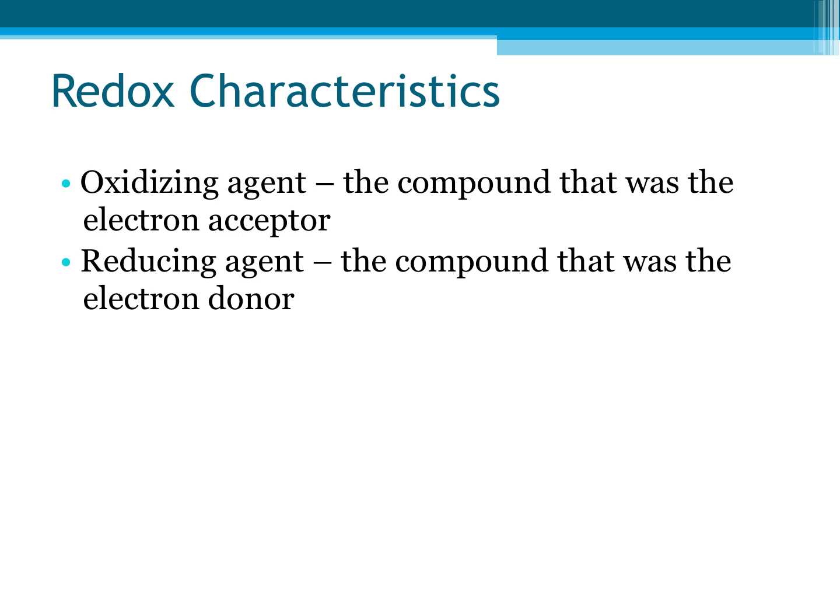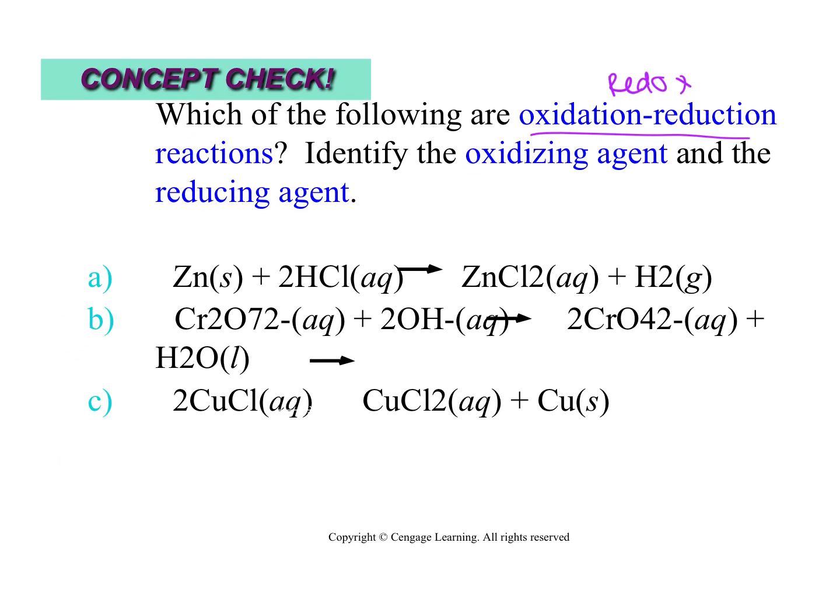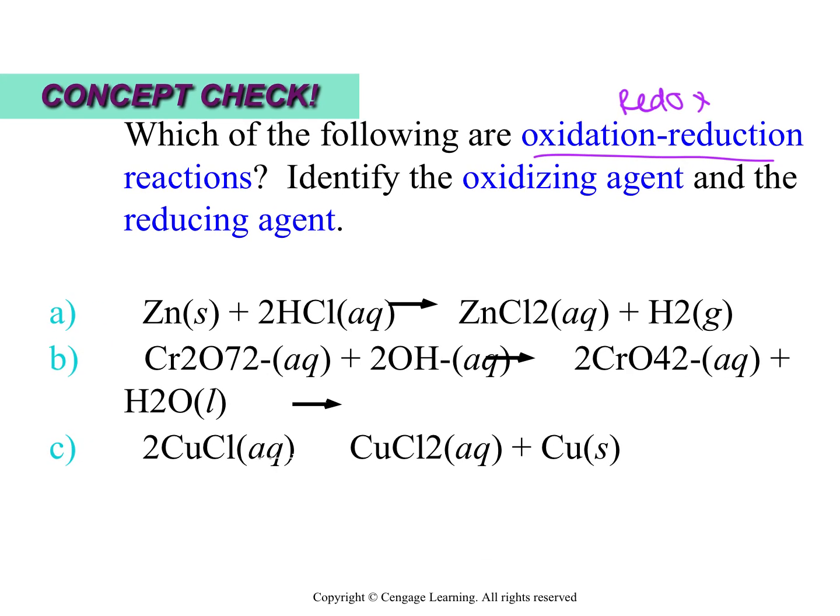Okay, so here's our agent. Let's try one. Which of the following are redox reactions? Oxidation-reduction, that's the same as saying redox. Identify the oxidizing agent and the reducing agent, just for us to practice talking about agents. Let's look at this first one here: zinc plus hydrochloric acid yields zinc chloride and hydrogen gas.